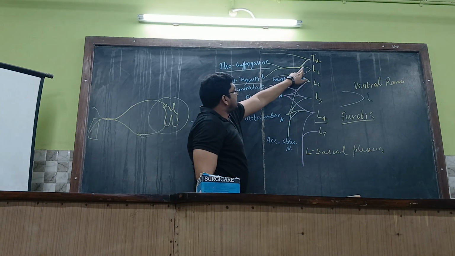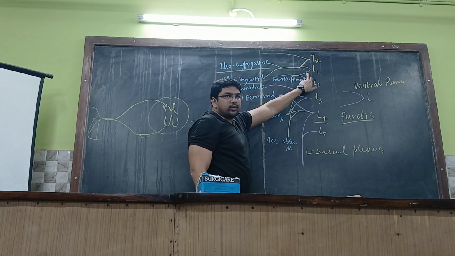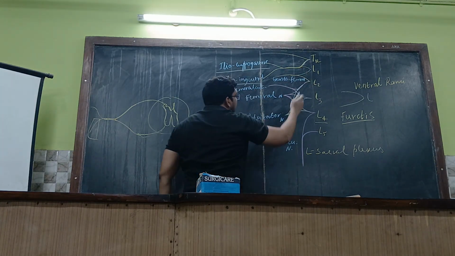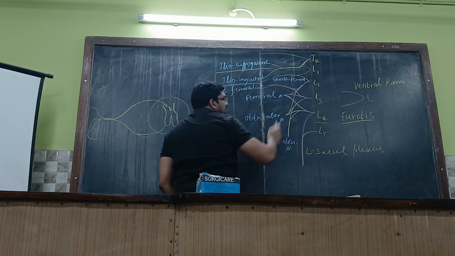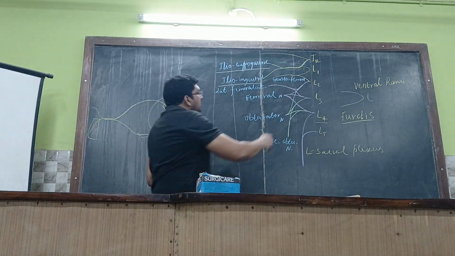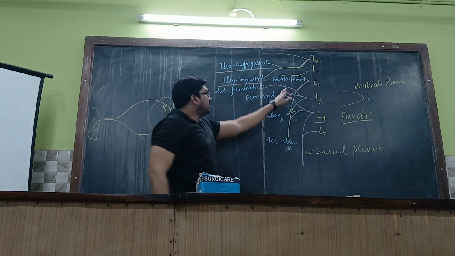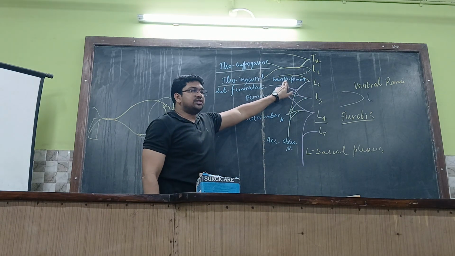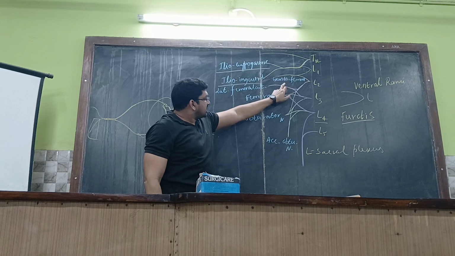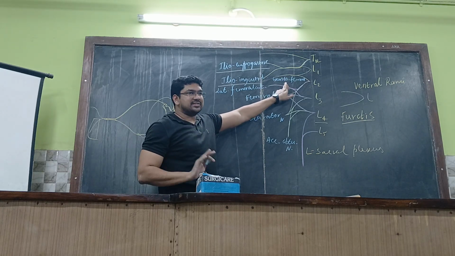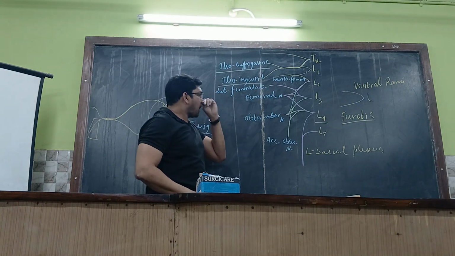So far we have seen the upper branch of L1, now the lower branch of L1. Again, the L2 branch over here is dividing into an upper branch and a lower branch. The lower branch of L1, just like T12, and the upper branch of L2 both join together and form a nerve that is nothing but the genitofemoral nerve. Just remember these things, okay? Genitofemoral.